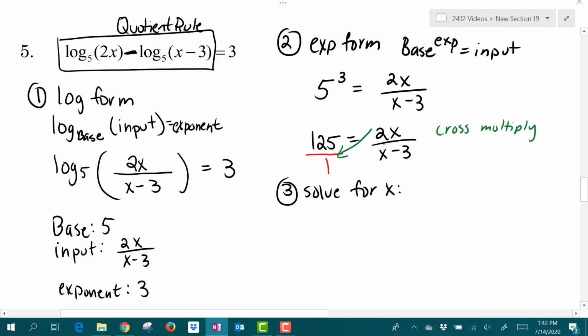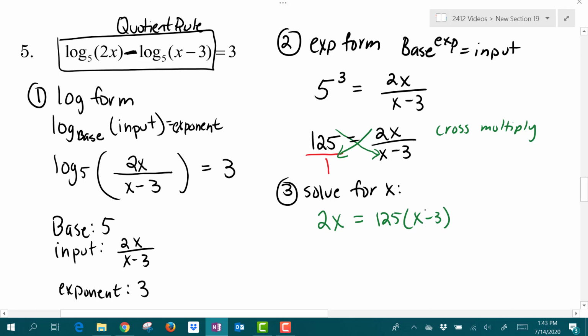And then I'm going to do a process called cross multiplication. To cross multiply, you take the top of one fraction and you multiply it times the bottom of the fraction on the other side of the equal sign. 2x times 1, that gives me 2x. And that tells me a quantity on the left side of the equal sign. And then I'm going to multiply in the other direction. The top of the left fraction times the bottom of the right fraction. So that's 125 times x minus 3.